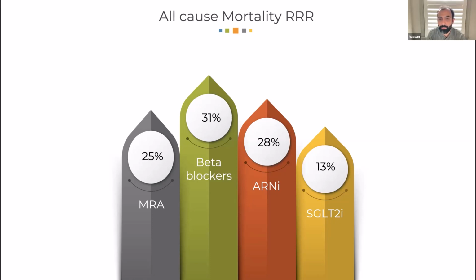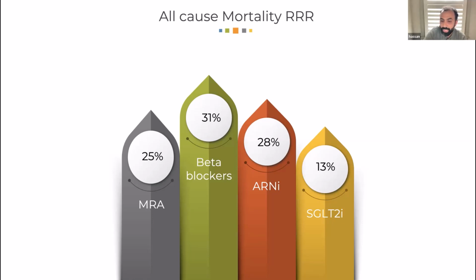I have to say aldactone is the least used medication in heart failure. It proved a 25% reduction in all-cause mortality as a risk reduction. That was in the RALES trial, more than 10 years ago. It is fascinating how significant the study is and how we do not use this medicine. We use it quite often for cirrhotic patients, but not much for heart failure patients. So we have to jump on it as much as we can.